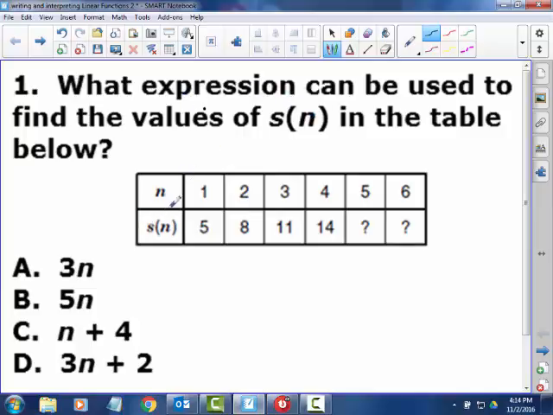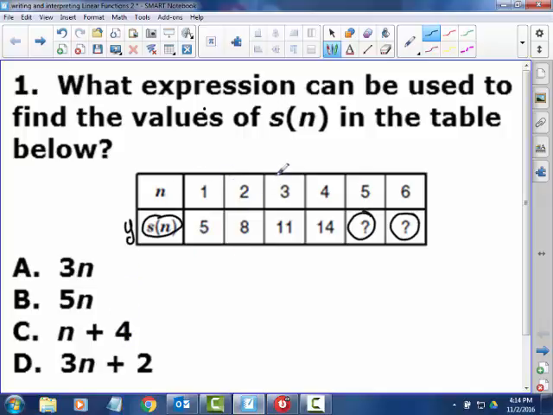Okay, so you notice S of n is here on the table and we're missing these two. Okay, and we know from our function notation this is similar to our y values, right? Okay, and they've given us expressions, so they're saying all of our expressions have an n. We're doing something to n and we're creating our S of n. Okay, so one of the easy ways to do this is to figure out what works of these equations for the different numbers.